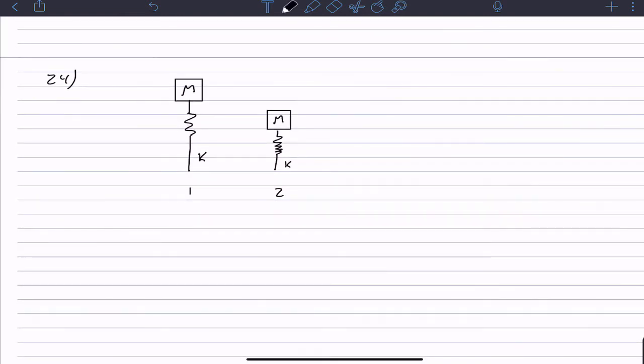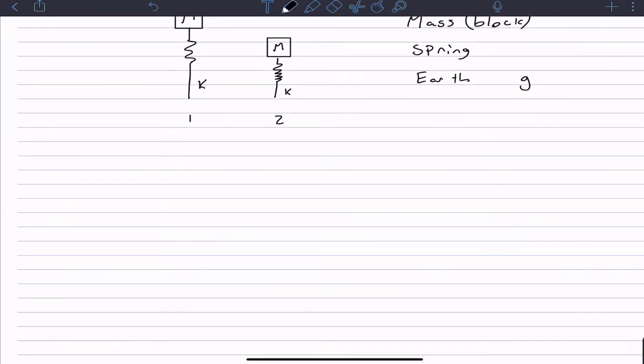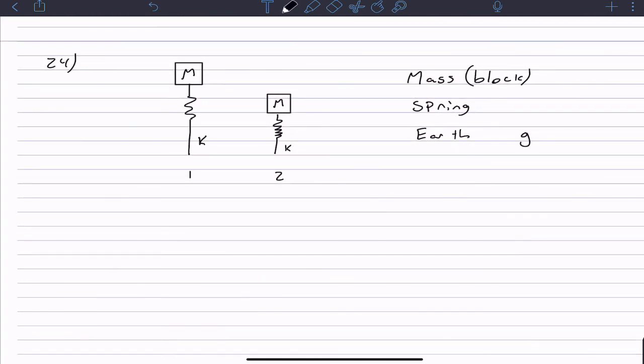Okay, so what it's asking us to do is part A. What must be included in the system? Well, we need the mass, or the block. We need the spring. That's important. And we also need the Earth, because without Earth's gravitational acceleration G, none of this is really going to make any sense. Okay? So that's part A.